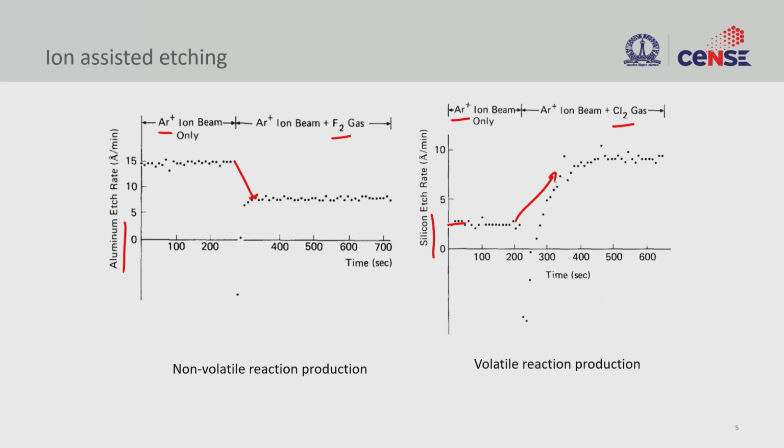So the reason for that is creation of non-volatile products and creation of volatile products. So in case of silicon, you generate SiCl4, which is a gas. In the aluminum case, you create aluminum fluoride, which is a non-volatile substance that creates a coating. This coating is the one that is preventing your argon atoms to etch.